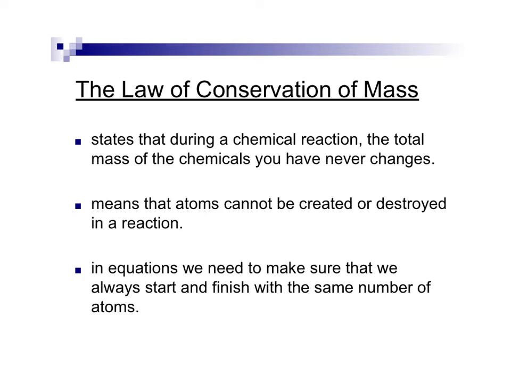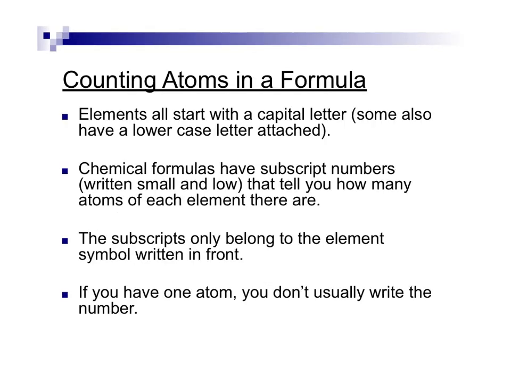When we're writing equations, we need to make sure that we always start and finish with the same number of atoms so that we're following the law of conservation of mass. The first skill you need is to learn how to count atoms in a chemical formula. Remember that elements can be identified whenever you have a capital letter. All element formulas have a capital letter, with some elements having a lowercase letter attached to them.